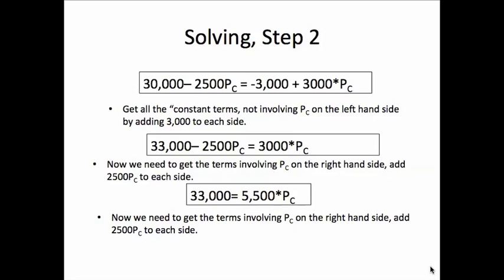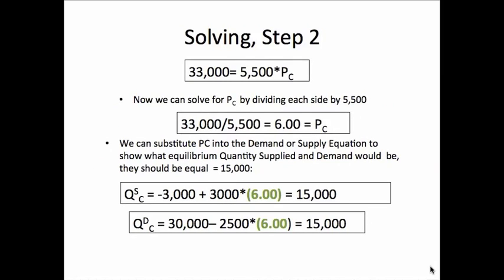So there we have, we're almost done solving the price. What do we need to do? Well, what we need to do is get rid of the 5,500 in front of PC. So what we will do is divide both sides of the equation by 5,500. And if you divide 33,000 by 5,500, you get a price of 6. So we know the equilibrium price in this market, given our assumed values for consumer income, for the price of sugar, and the price of Pepsi.